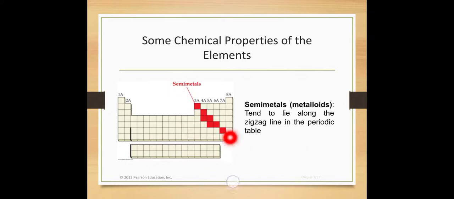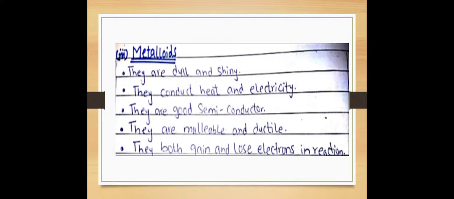So there is a zigzag line in between the metals and non-metals. There are semi-metals. They tend to lie along the zigzag line in the periodic table. They are dull and shiny. They conduct heat and electricity, but they are not better conductors than metals. They are good semiconductors, we can say that. They are malleable and ductile. They both gain and lose electrons in reactions.